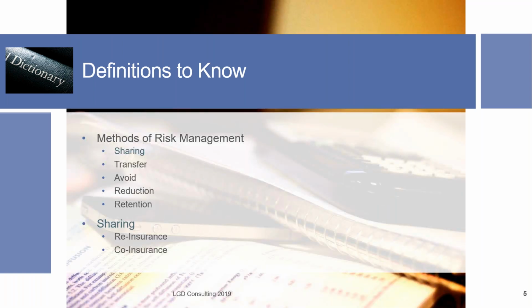Some more definitions. Methods of risk management. Now I have STAR, STARR. That's probably the best way to understand that. Sharing, transferring, avoidance, reduction, and retention. But in the real world, we really use just the bottom 4, TARR. I'm going to start at the bottom.